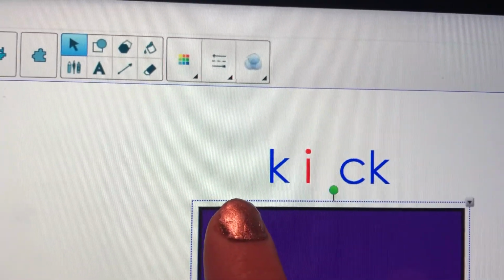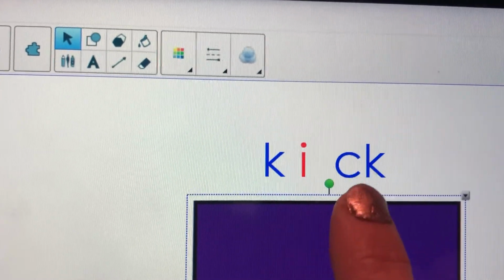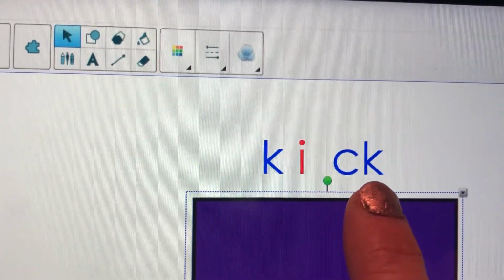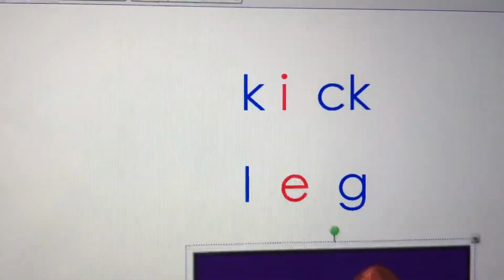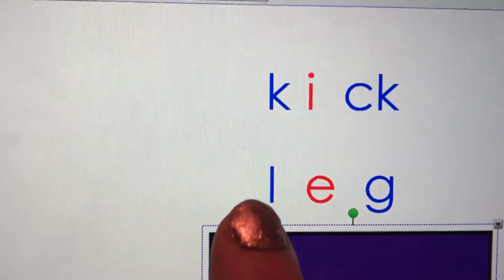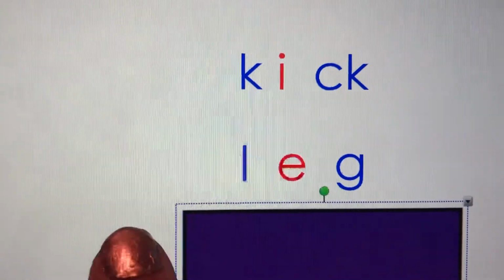K, k, k. Did you hear the word? Say it. Kick. Oh, very good. All right, let's do another one. Ready? This time you make the sounds and I tap my finger.